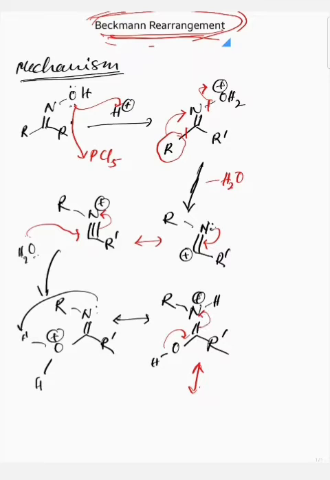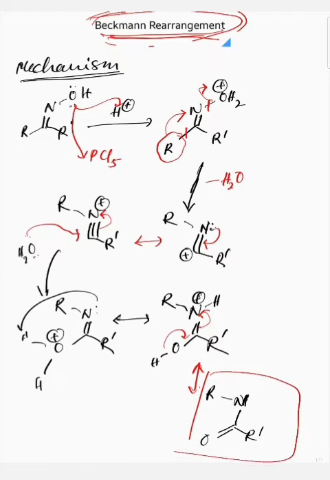This comes down, and this goes. So this neutralizes the positive charge on the nitrogen, and ultimately forms the neutral compound, that is NH, and here we have R and double bond O and R prime. So this is our final amide compound. So this is the mechanism of Beckmann rearrangement.